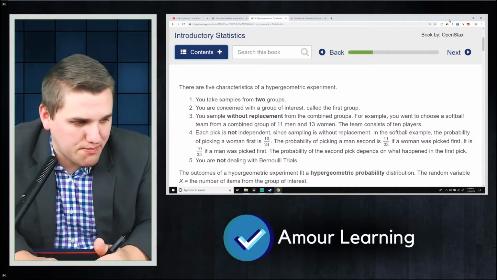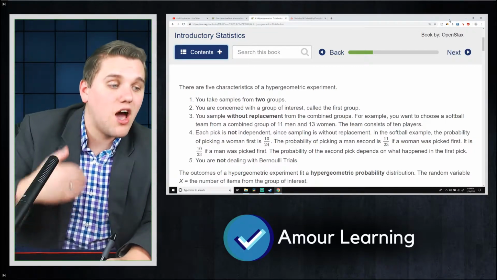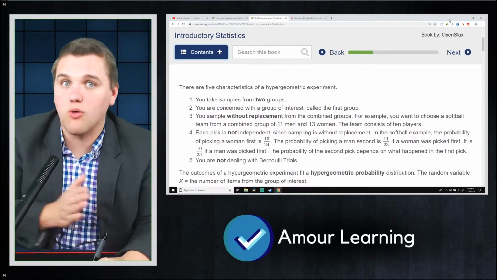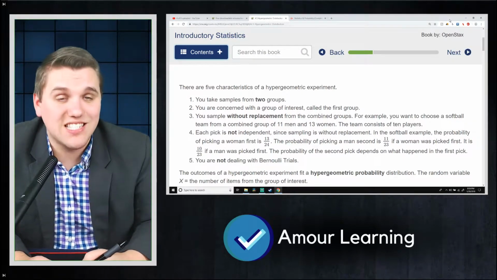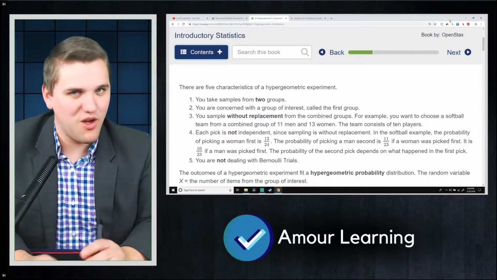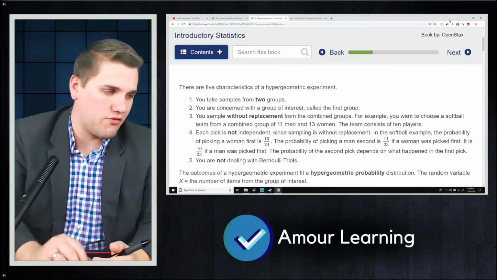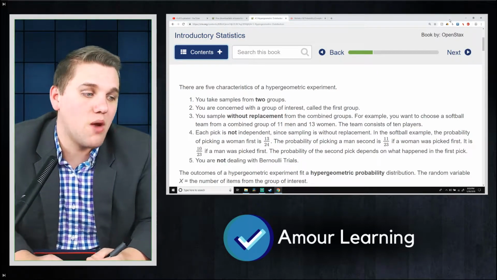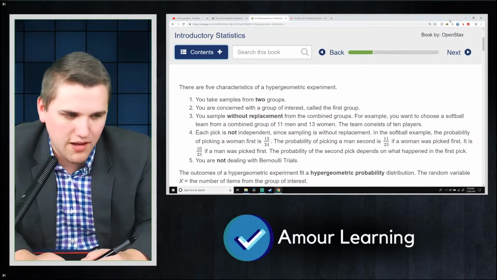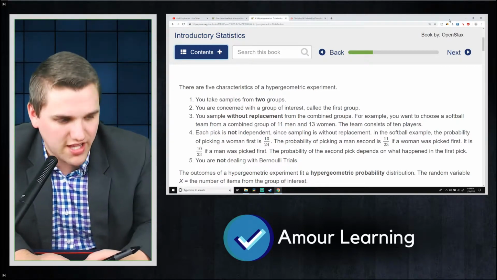Each pick is not independent, since sampling is without replacement. In the softball example, the probability of picking a woman first is 13/24, because there's 13 women, 24 total men and women. The probability of picking a man second is 11/23, if a woman was picked first. Keep in mind that's presupposing the woman was picked first. It is 10/23 if a man was picked first. The probability of the second pick depends on what happened in the first pick. And number 5, you are not dealing with Bernoulli trials, which you talked about in the last lecture.